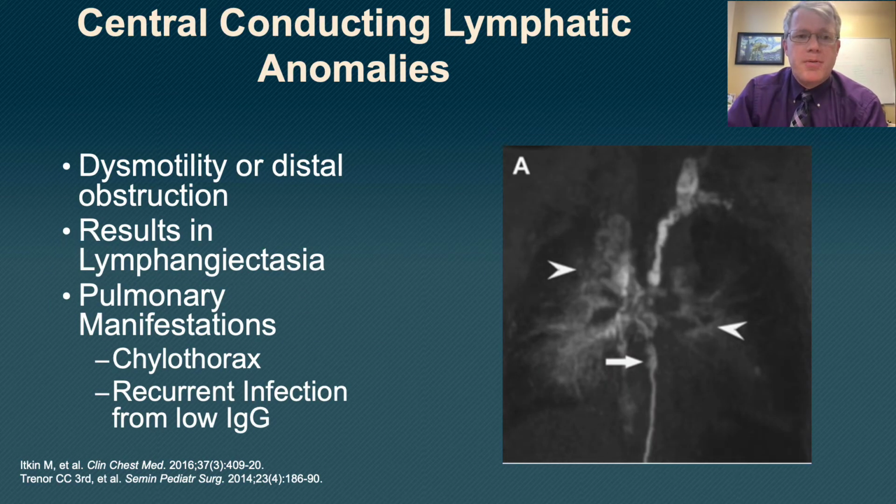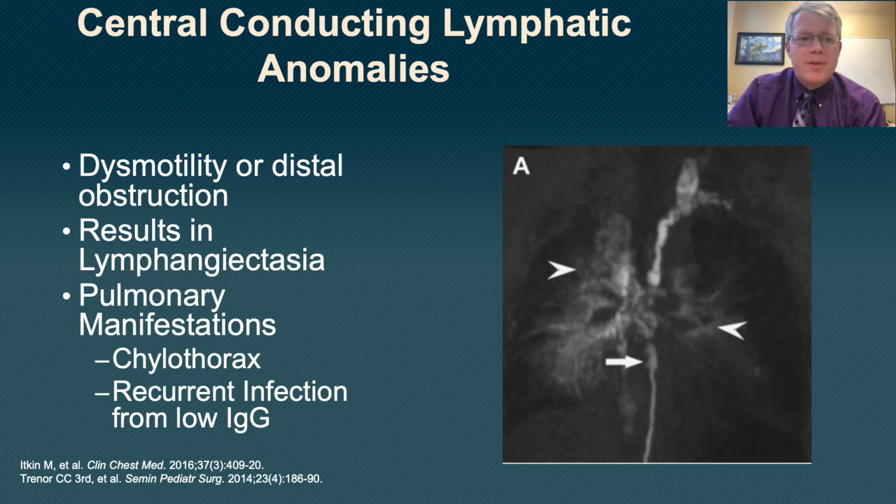So as I'm sure has been reviewed, the central conducting lymphatic anomalies occur when there's dysmotility or distal obstruction within the central lymphatic system. And this results in lymphangiectasia in multiple body parts, including the lung. This is a dynamic contrast-enhanced magnetic resonance lymphangiogram published by our chair, Dr. Itkin, the chair of today's session, demonstrating these dilated lymphatic ducts.